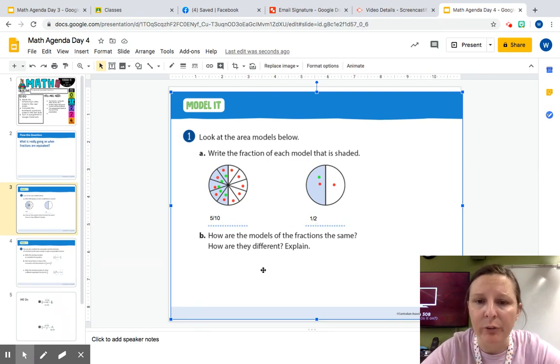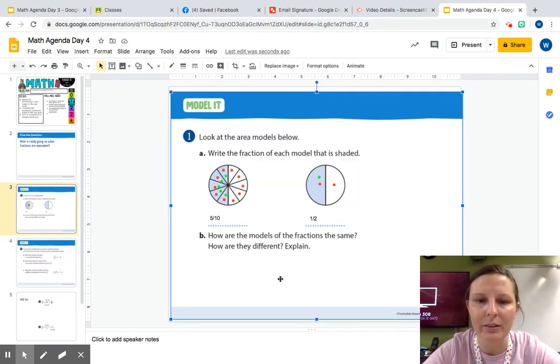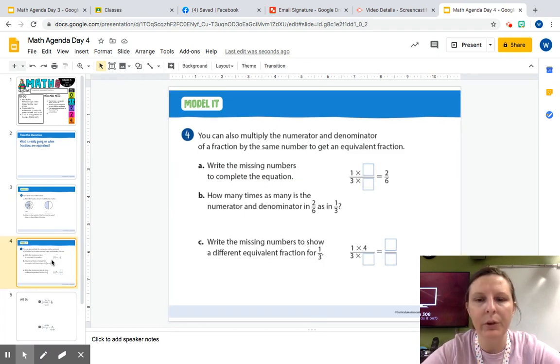So how are they different? We just kind of talked about that. They have a different number of sections in each picture. That's what makes them different. You can see the different number of sections in here, different number of sections. Now we're going to look at a couple of examples. The way these are set up is going to be just like your homework problems.